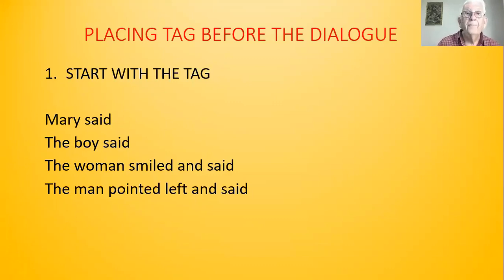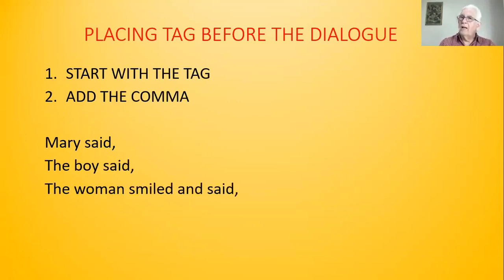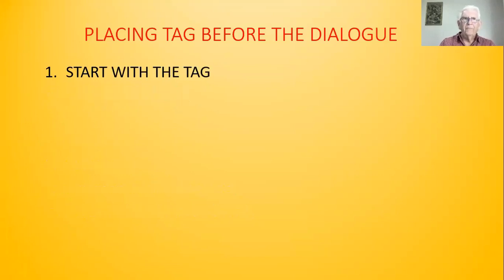Next step, add the comma. Mary said, look at that, easy. Well, it's actually add a comma and a space, but it's a bit hard to see the space until you get something after it, isn't it? The boy said, just adding a comma. The woman smiled and said, just adding a comma. The man pointed left and said, couldn't get any simpler, could it?